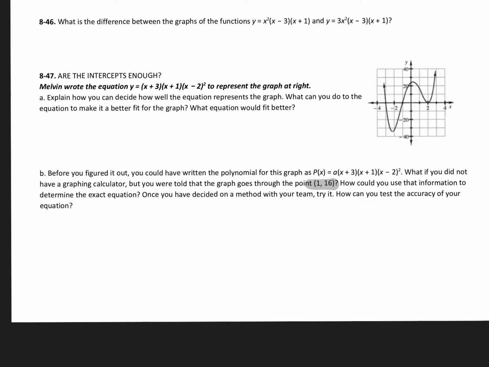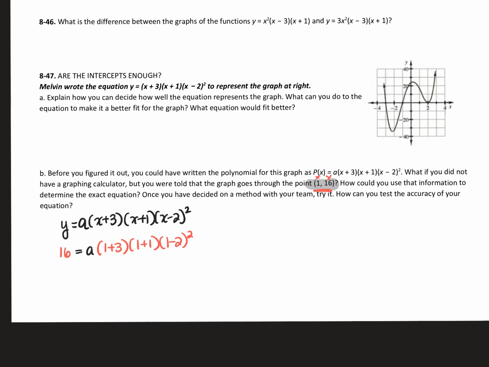So here's what I know. I have this equation y equals a times (x plus 3) times (x plus 1) times (x minus 2) squared, and I know there's some stretch factor in there that I have to find. What I do is take this point, (1, 16), which has an x and a y in it, and plug it in. So if I put in 16 for y and 1 for x, so 1 plus 3 times 1 plus 1 times 1 minus 2 squared, now I've got a way to find out what my stretch factor is.